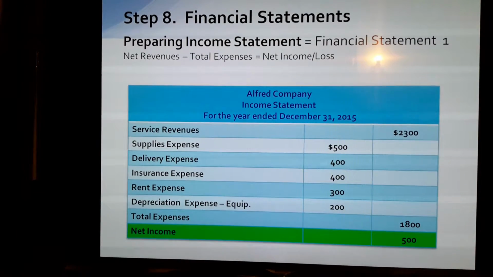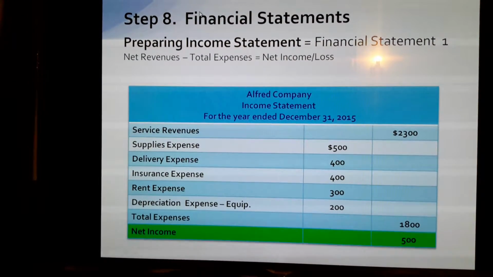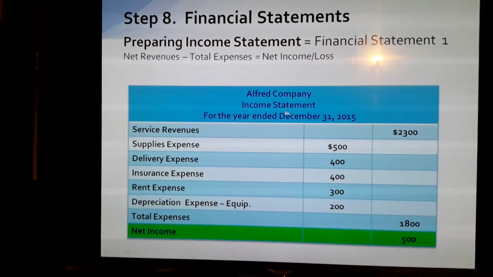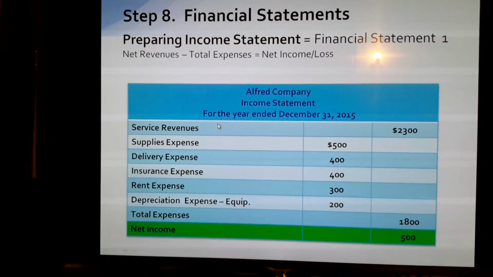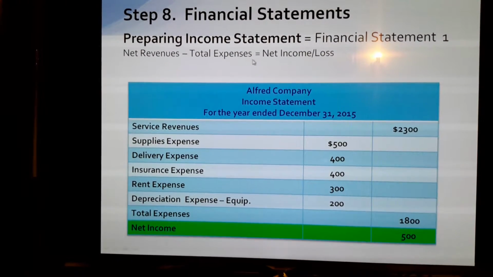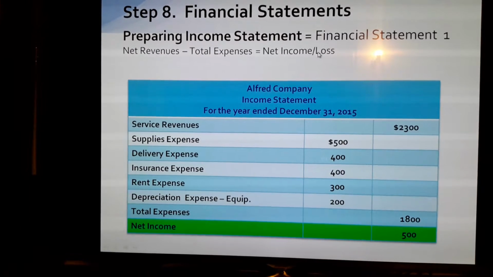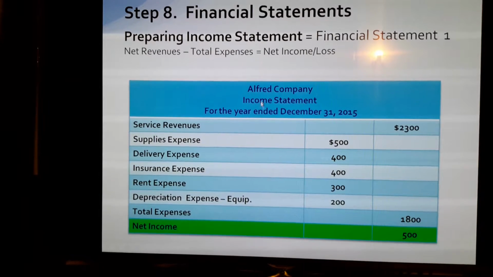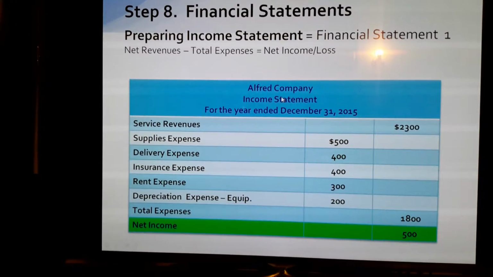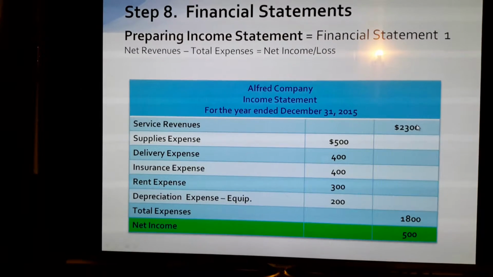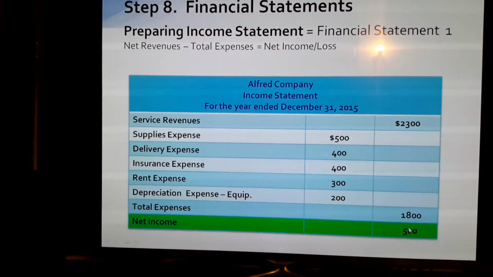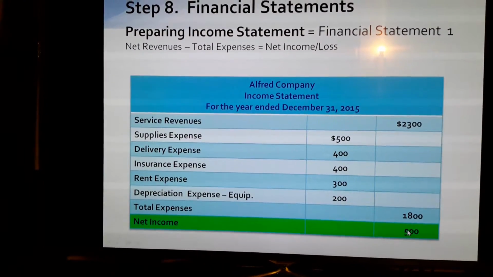Now we go into our financial statement, which is our step 8. Step 8 is our financial statement. So what statement? The income statement. The income statement consists of revenues minus expenses, which sometimes gives you net income or net loss. The setting has to look like this because this happened in a period of time. So you say revenues is this and expenses is this. So revenues minus expenses gives you a net income of 500. So this business has a net income of 500.